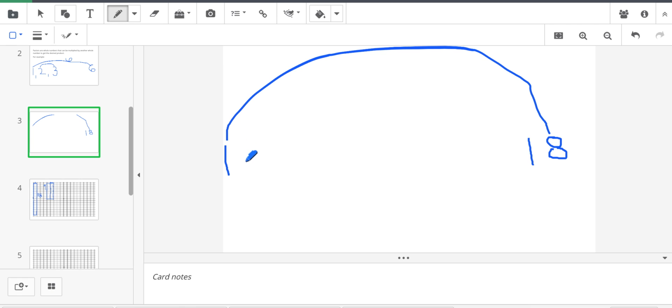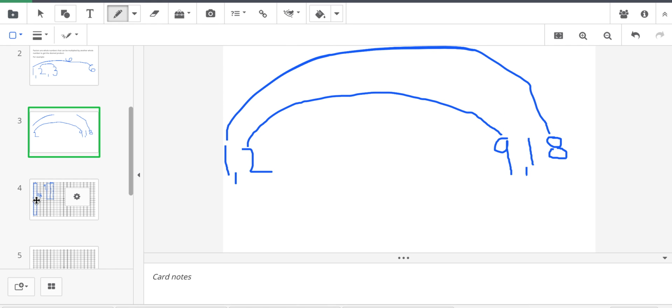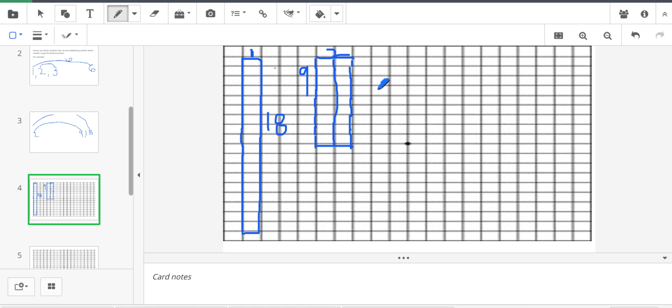So I know that 2 and 9 are going to be factors to get me 18. I'm going to try again. So this time I'm going to go up to the number 3. So I'm going to draw 3 rows. I'm going to make sure each row gets the same amount of squares, and I'm going to count all the way up to 18 and stop.